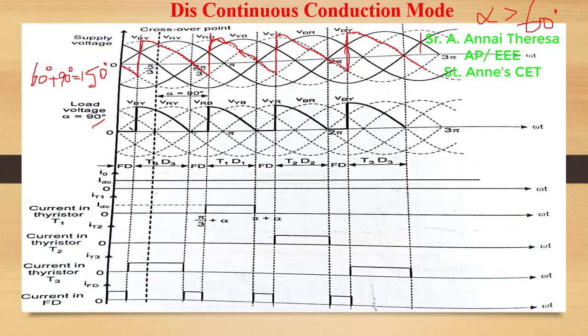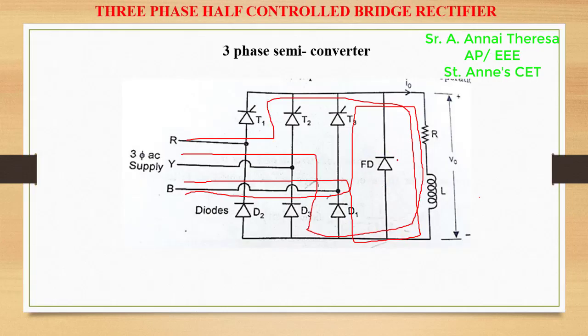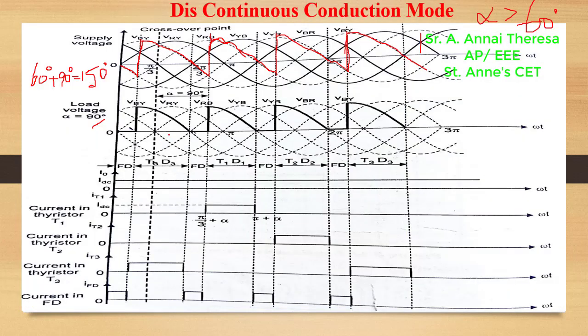Now we don't need this negative voltage. How can we remove it? By using the freewheeling diode. Now this freewheeling diode comes into the picture. By using this freewheeling diode we can prevent the negative voltage. The freewheeling diode is connected across the load, so there is no negative voltage. This part will not be available, so this part we have removed.